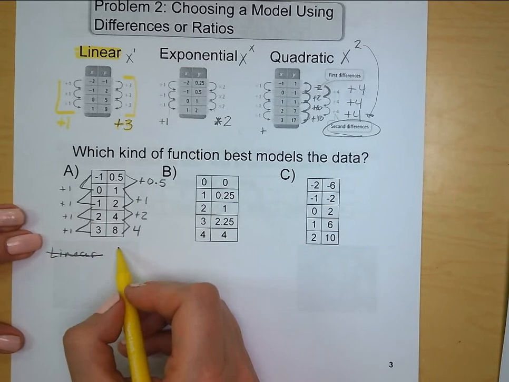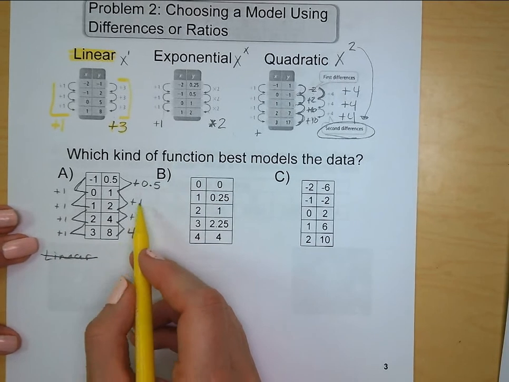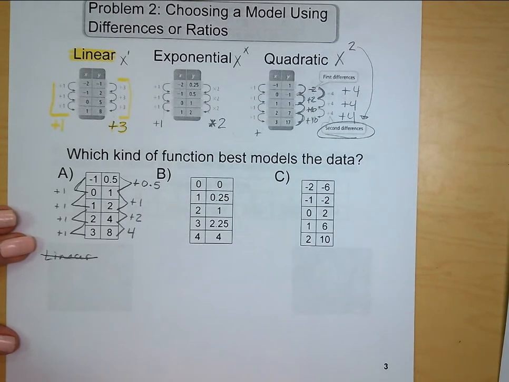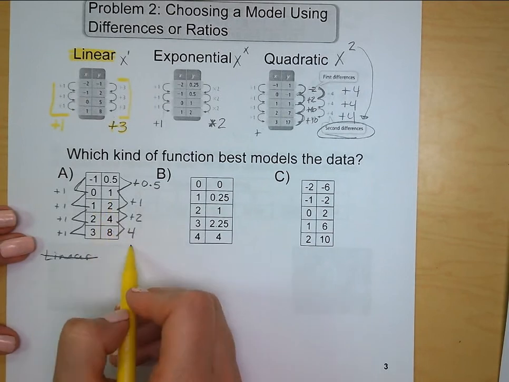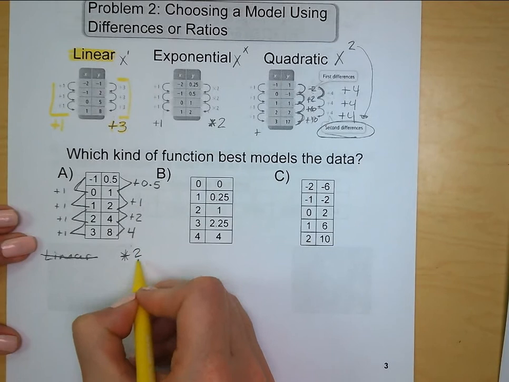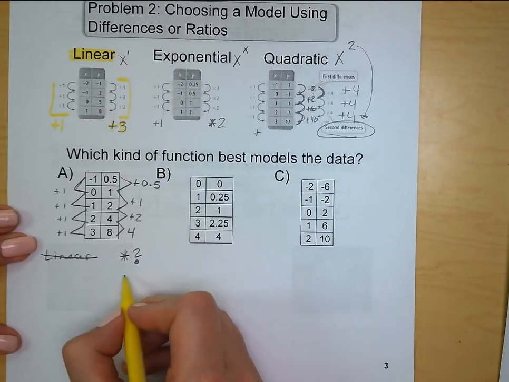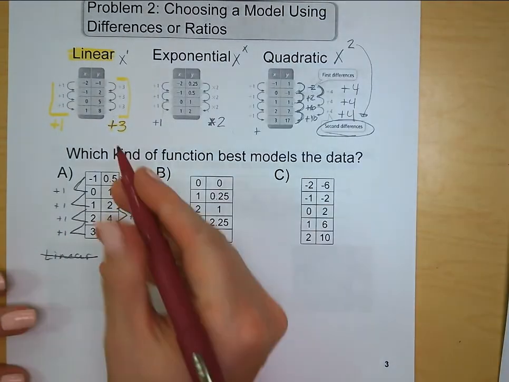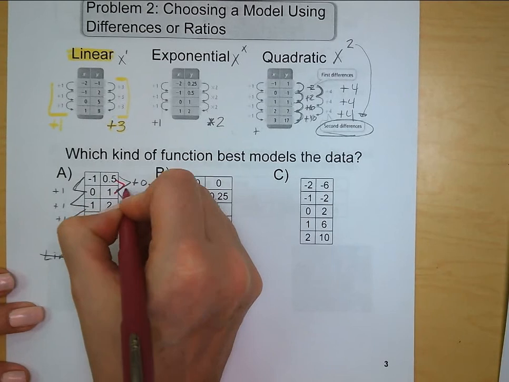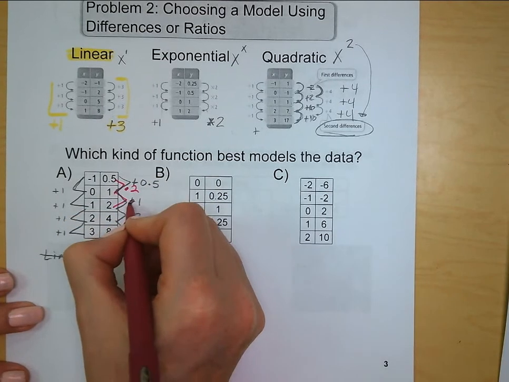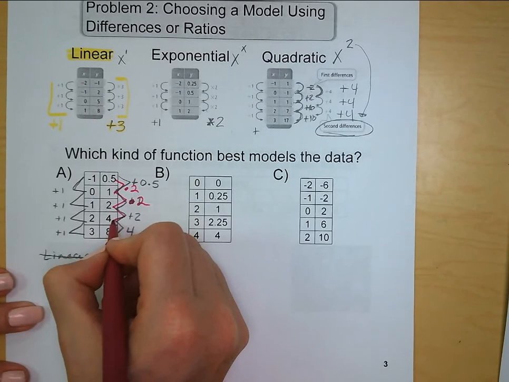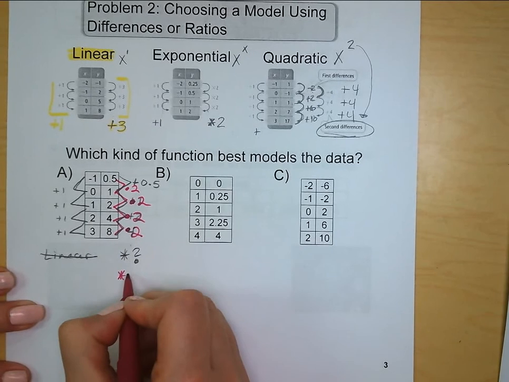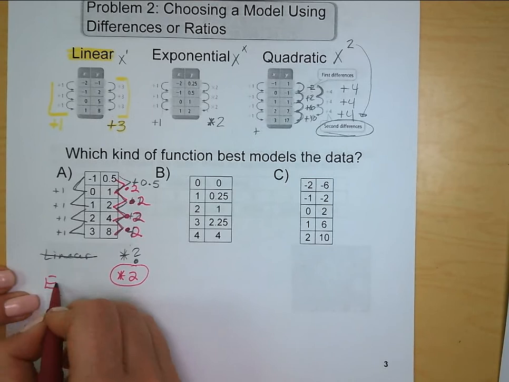All right, well, our second difference, we've got a 0.5, a 1, and a 2, so it's not quadratic. Are we multiplying by the same value to go from each step? So to go from 0.5 to 1, what did we need to multiply by? A positive 2. Well, 1 times 2 is 2. 2 times 2 is 4. 4 times 2 is 8. So this is going to be an exponential because we are multiplying by 2 every single time.